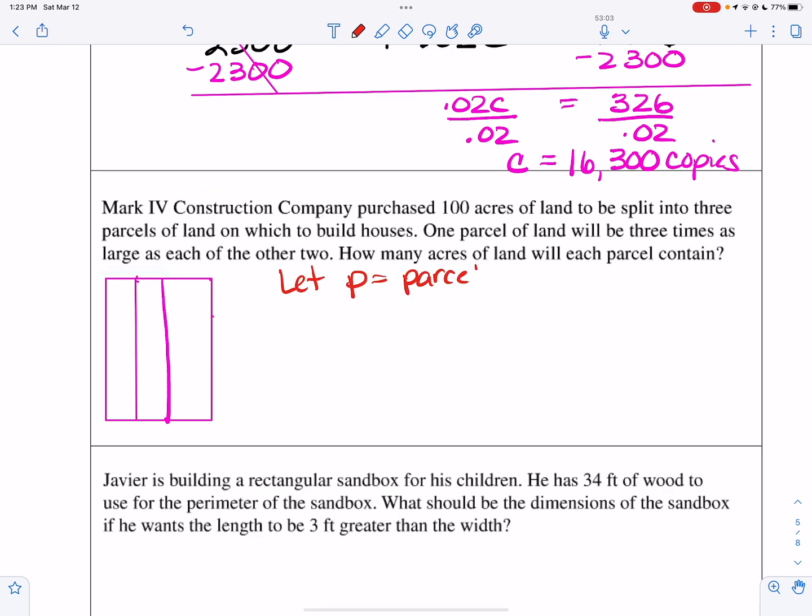So I'm going to let P equal a parcel of land, which is just a plot, okay? And all I know is that the one piece of land, and it doesn't matter which one, I just call it this one right here. One piece of land is 3 times the amount of each of the others. So I let the first parcel be P, the second parcel be P, and that makes the third plot 3 times as large. And now I know that all of these plots add up to 100 acres.